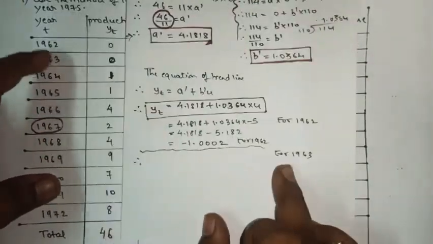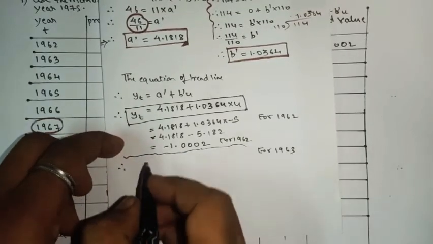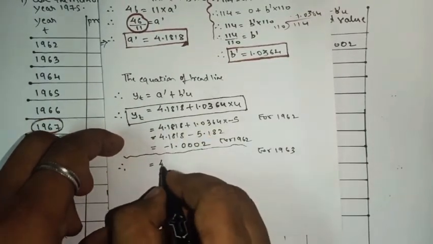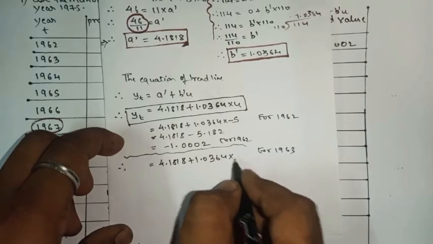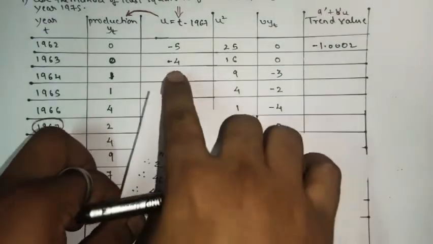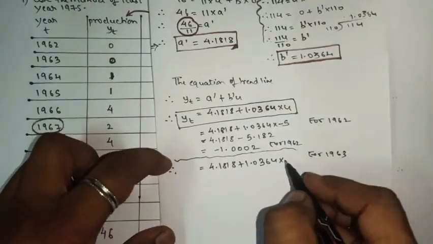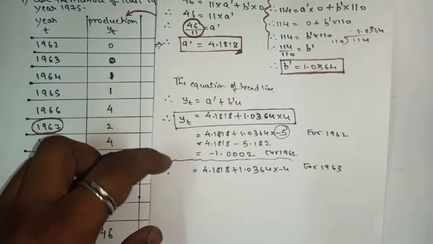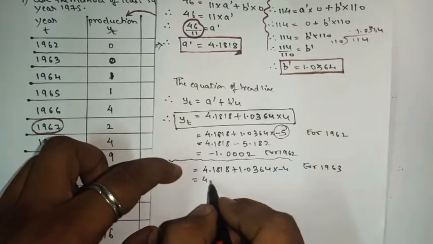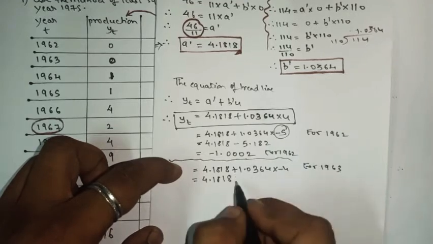So we'll find for 1963 now. Using the formula, it is 4.1818 plus 1.0364 into, so here value of u is what? -4. So -4, for 1962 it was -5. Yes or no? So 4.1818 plus minus is minus.